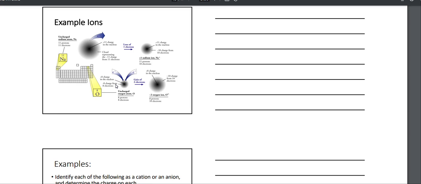Let's take an example from the periodic table. If we take sodium, for instance, as an uncharged atom, sodium has 11 protons and 11 electrons. This is my atomic number, remember, right here. So I have 11 protons and 11 electrons. Now, when sodium becomes a positively charged particle, a cation, that means it is going to lose an electron. So when it loses an electron, it becomes positive.